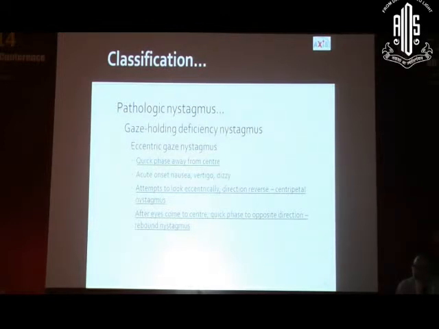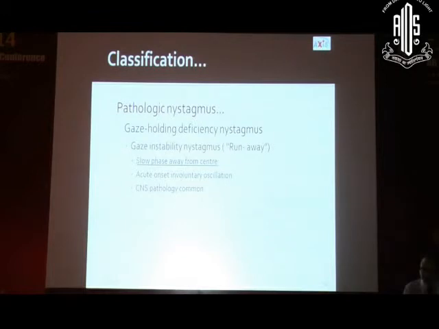The gaze holding deficiency nystagmus would include the eccentric gaze nystagmus, in which when the patient attempts to look eccentrically, the direction of the nystagmus will reverse, which is called the centripetal nystagmus, and after the eyes come to the center, the quick phase will come to the opposite direction, or a rebound nystagmus. So here the quick phase is always away from the center. But in the gaze instability nystagmus or the runaway nystagmus, the slow phase is away from the center.